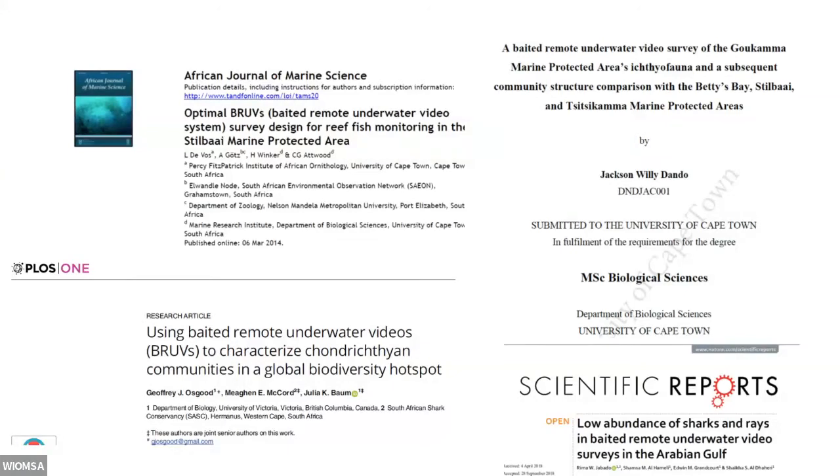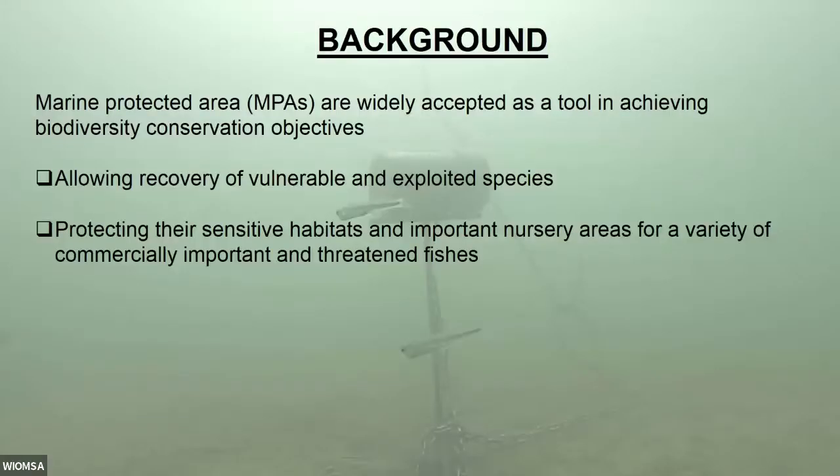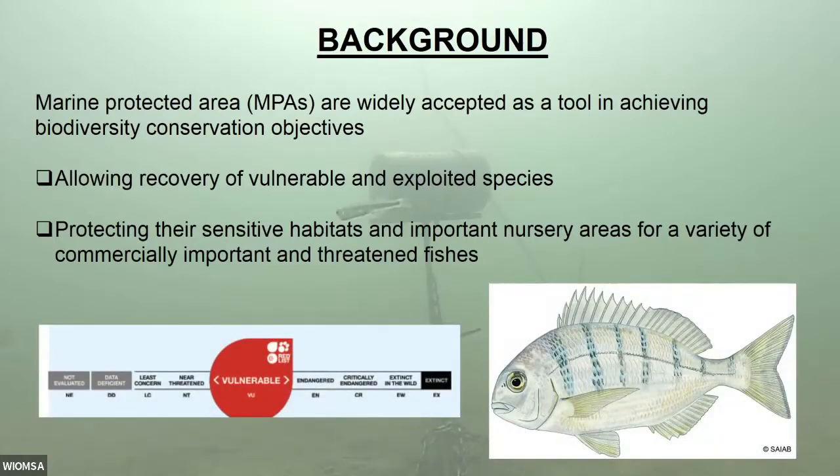These are some of the studies that have used BRUVs in areas of ecological interest and in different MPAs. MPAs are widely accepted and have increased in South Africa from 0.4% up to 5% for marine biodiversity to be conserved, protecting habitat and nursery grounds for a variety of fish, and also allowing recovery of exploited species that were depleting across their range as a result of overfishing. For example, Rhabdosargus globiceps, commonly known as the white stumpnose, is listed as vulnerable on the IUCN Red List of Threatened Species.